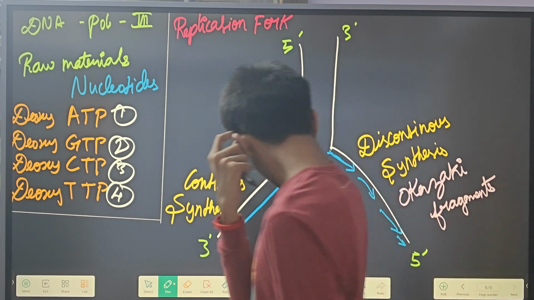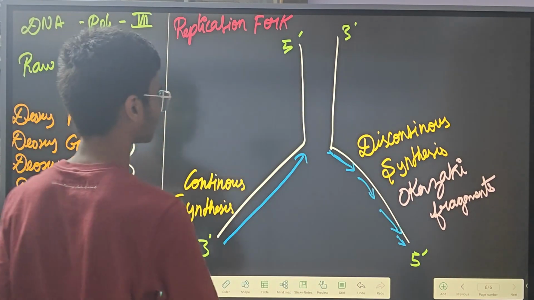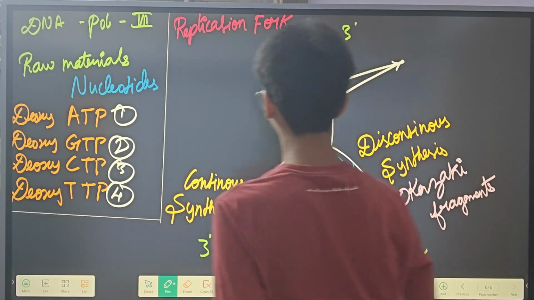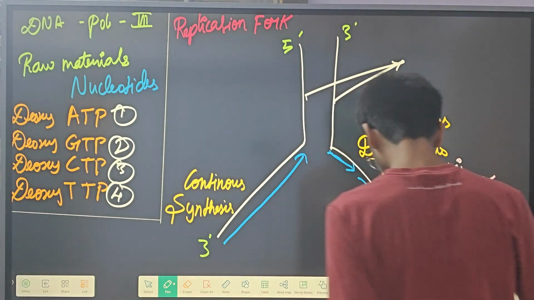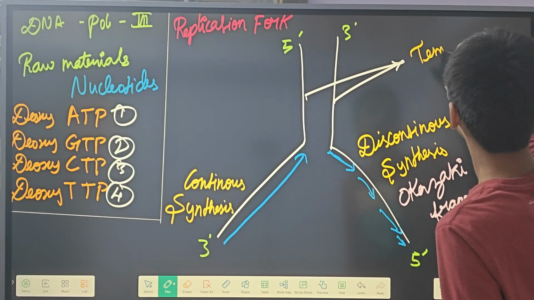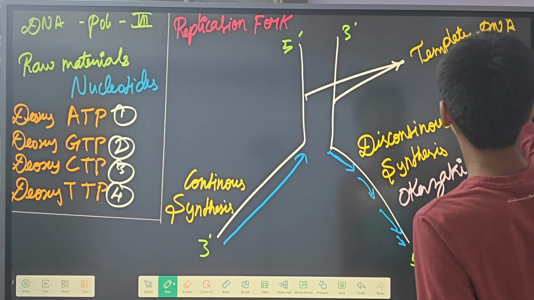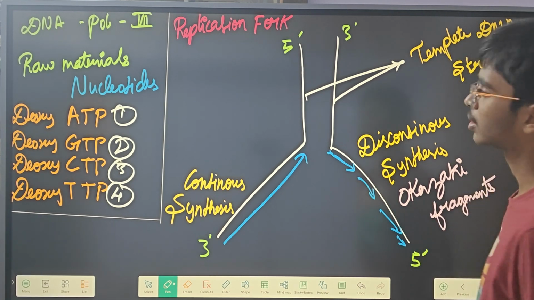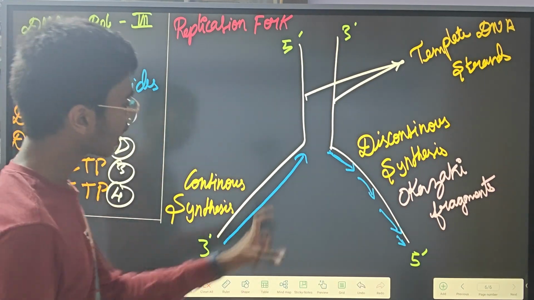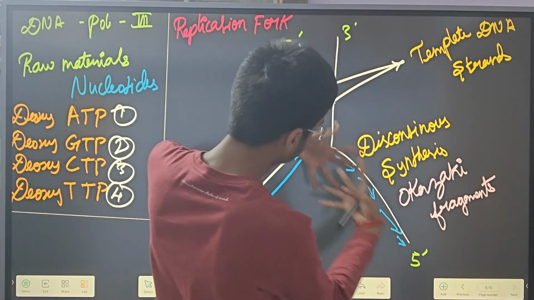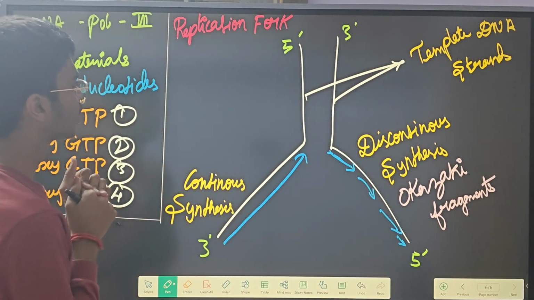Here, these two are known as template DNA strands. Since these are all fragments, they will all be attached. That's how it's actually happening. So this is actually known as the replication fork.